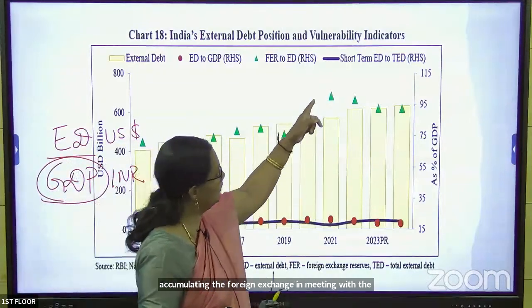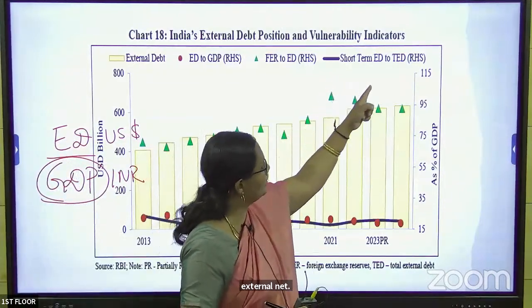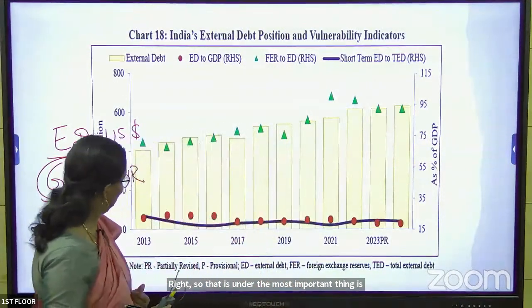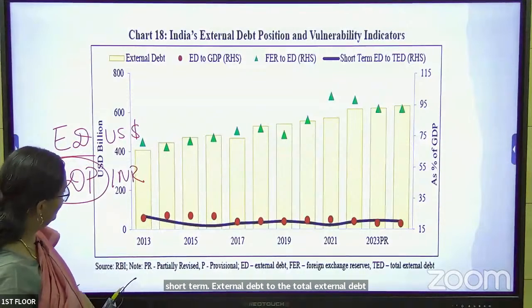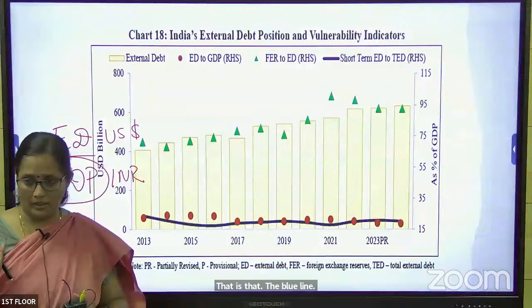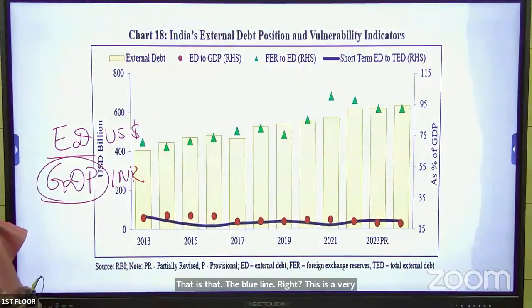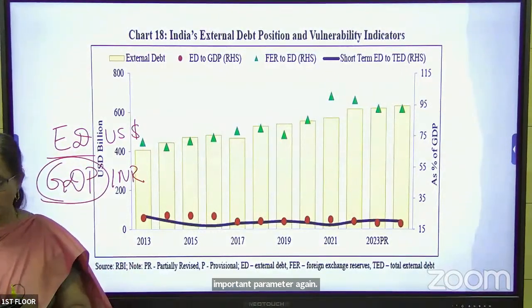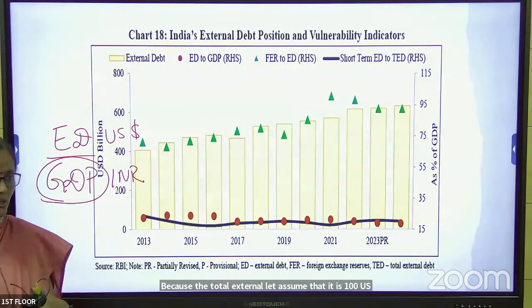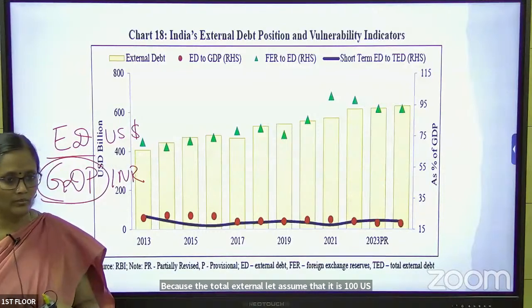And the most important thing is short-term external debt to the total external debt. Where is that? The blue line, right? This is a very important parameter again, because the total external debt, assume that it is 100 US dollars, out of which how much should you pay back in the short term? What is short term for India?